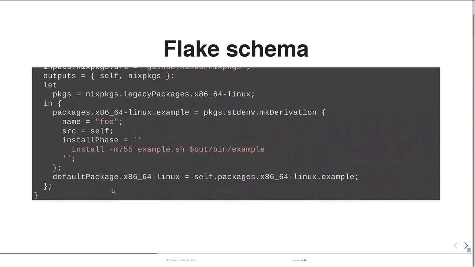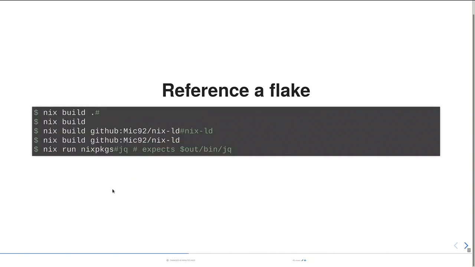Okay, so this is the basic schema. Oh, that's the first example. So now if you have written this, there's a way you need to reference that. In the flake, you have on the right part something like a URL, and then there's a hash rocket, and after that, there are attributes.